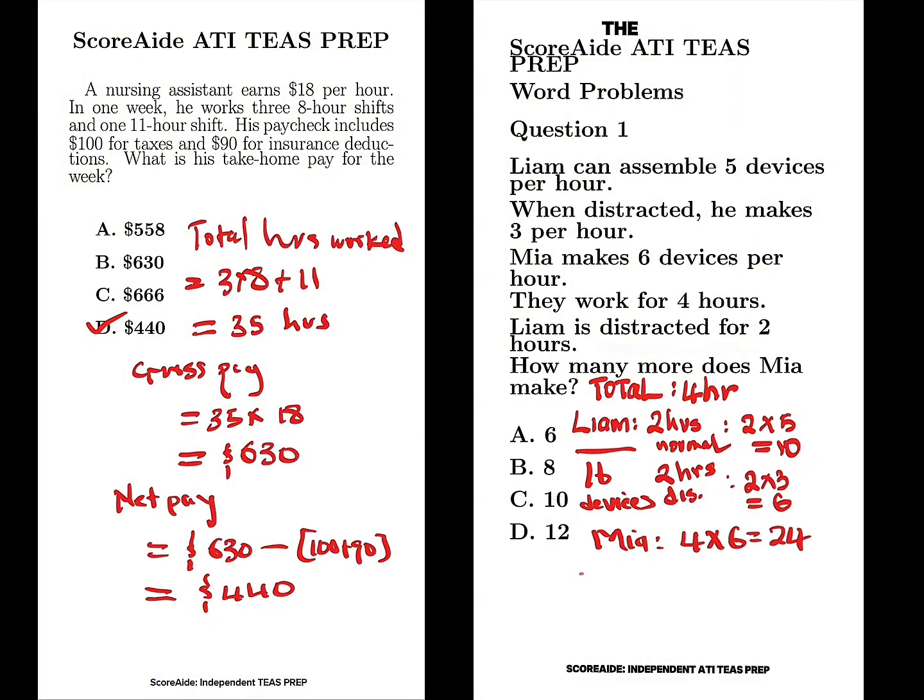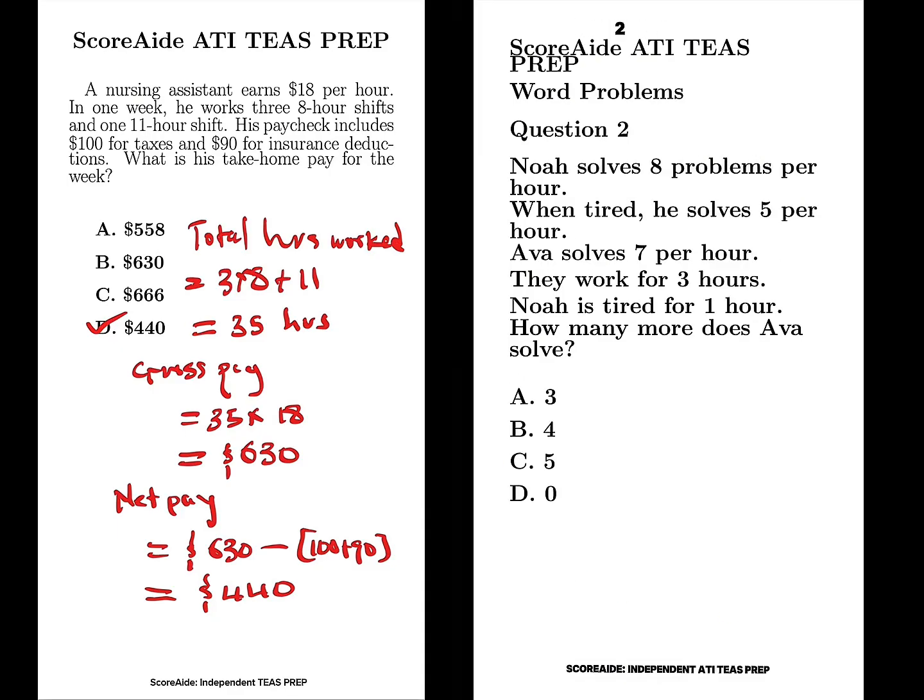So let's look at the difference. The difference is going to be 24 minus 16, which is equal to 8 devices, right? So the answer is going to be B. So Mia made 8 more devices than Liam. Let's look at question 2.